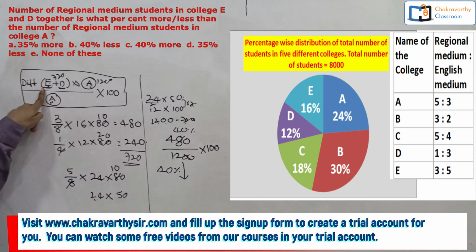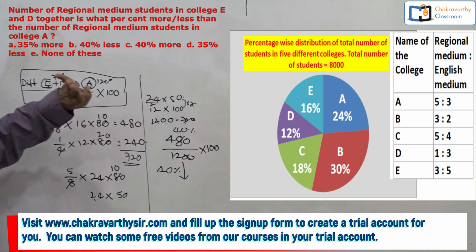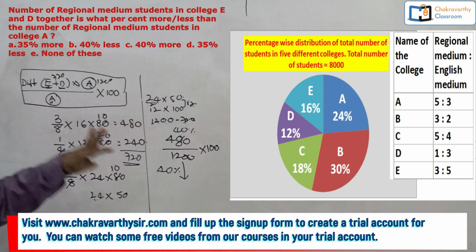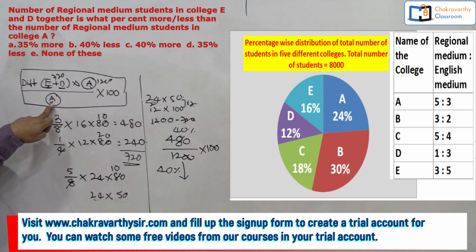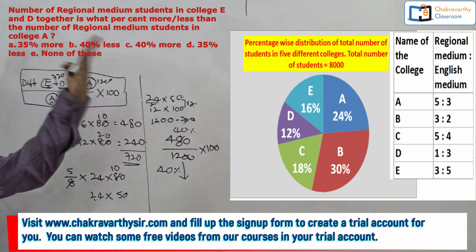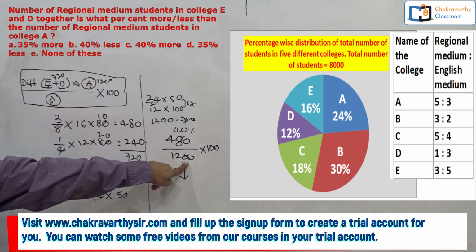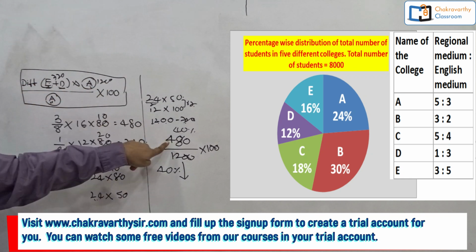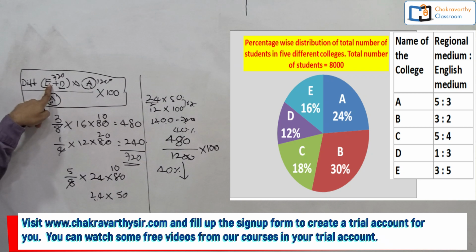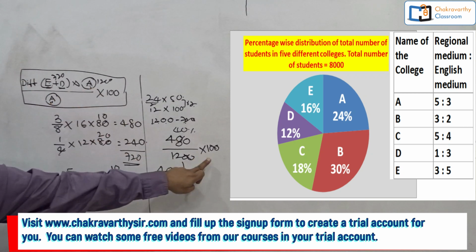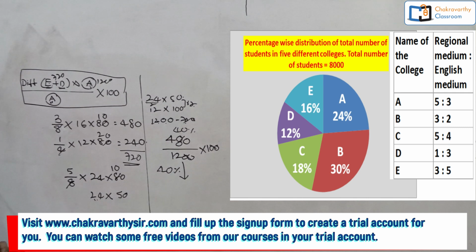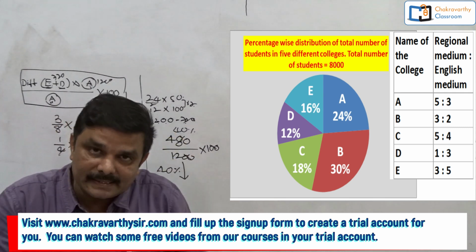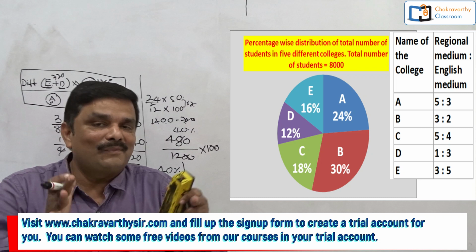Number of regional medium students in college E and D together is what percent more or less than total number of regional medium students from college A. More than or less than this one, so this will become the base. Now I need to find out the difference. This is 1200, this is 720, difference is 480, so this is 480 less than this one, so 40% less than this. My answer is 40% less. Now we got the clarity, students, right?